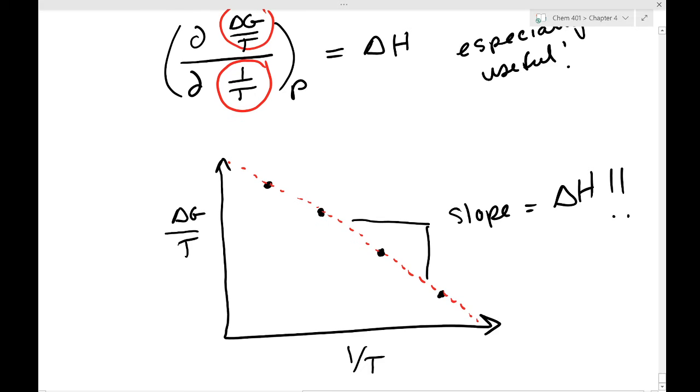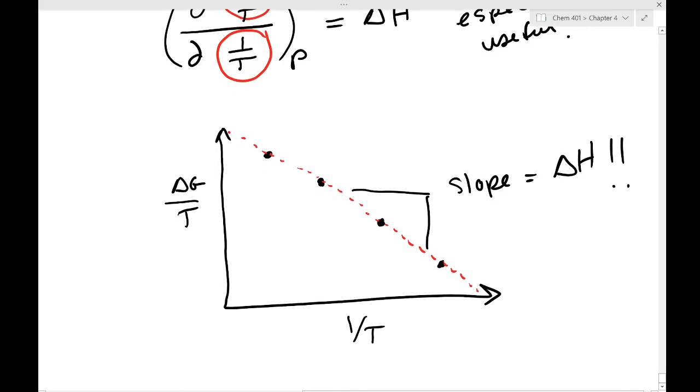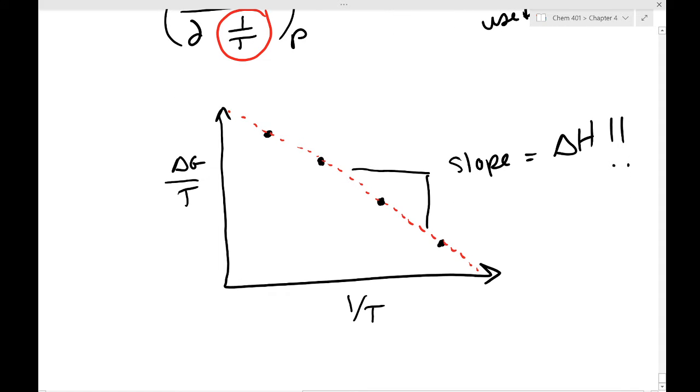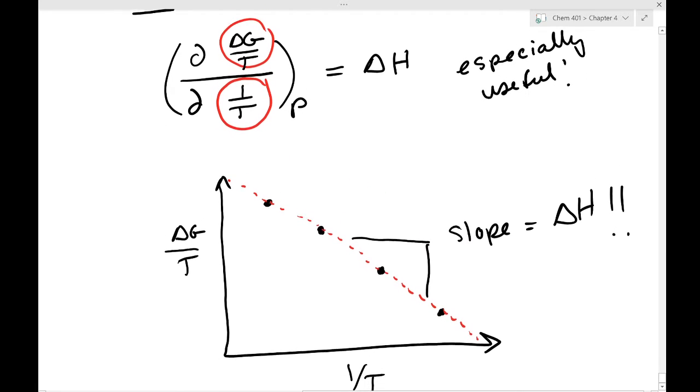So I can infer delta H by measuring delta G and temperature at the same time, by making one of these graphs. So this is an especially useful form, especially when thinking about different types of experiments that can be done to relate delta H to delta G.